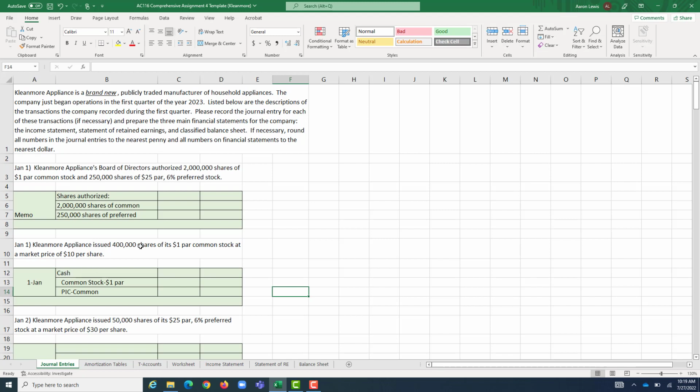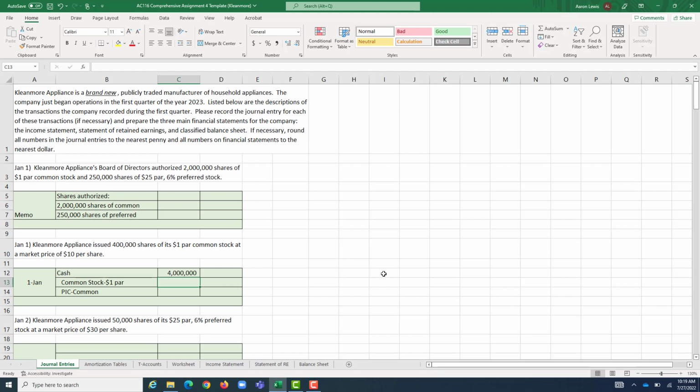To find the value of your cash being received, that's going to be the number of shares that you've issued times the market price that you're issuing them at. We are issuing 400,000 shares. We are doing so at $10 per share. That is $4 million. We're raising $4 million in cash.